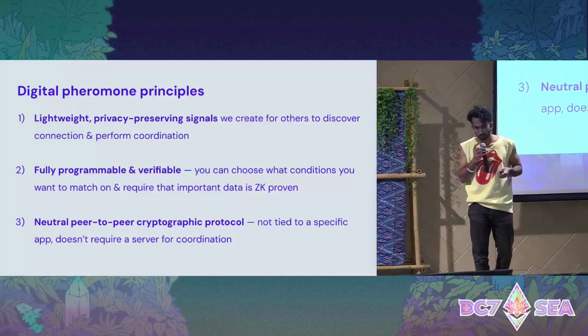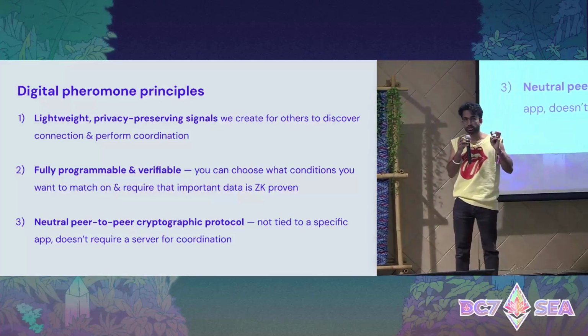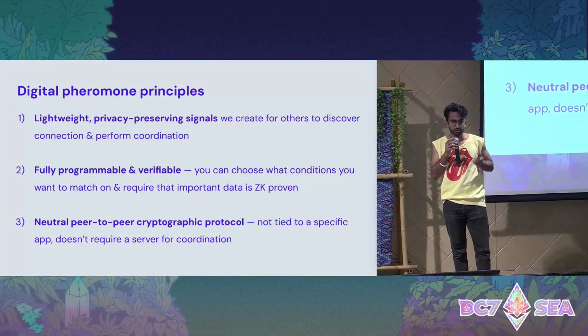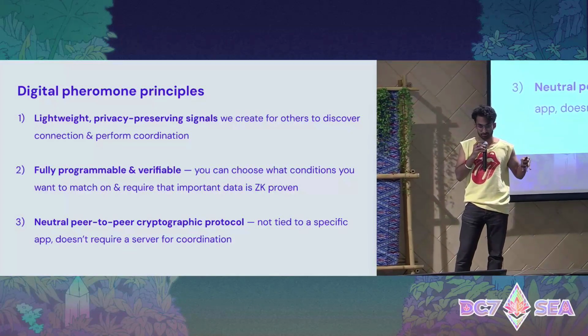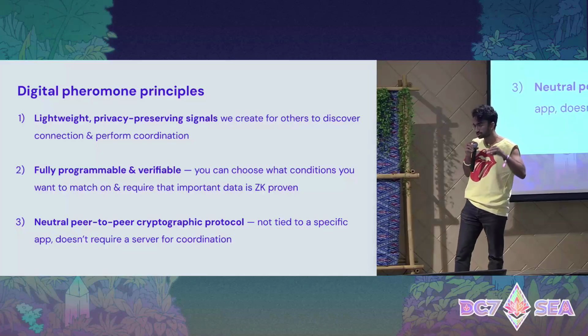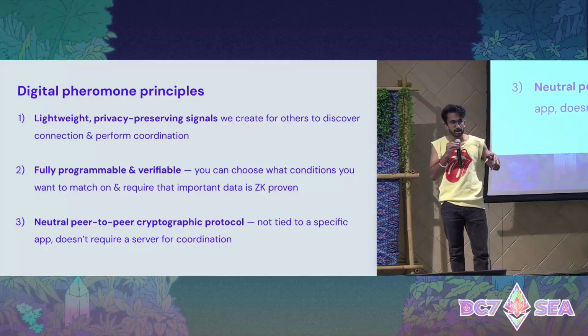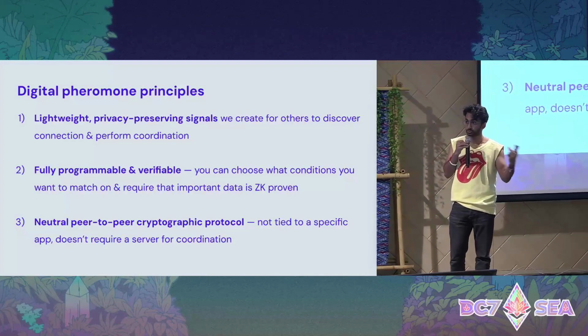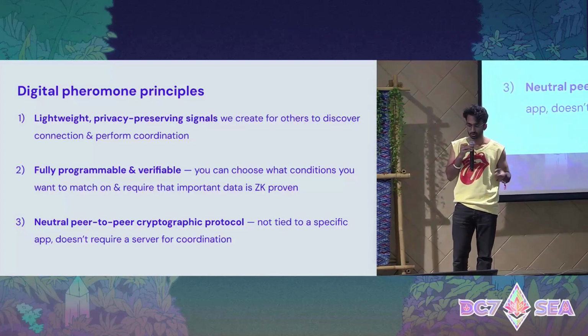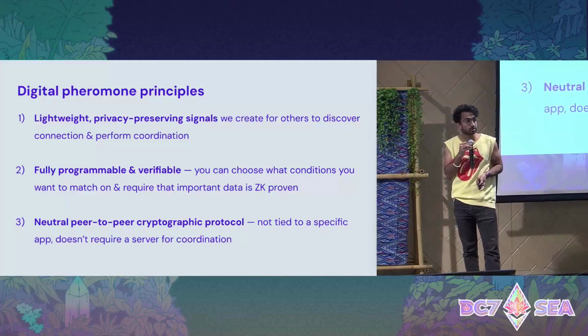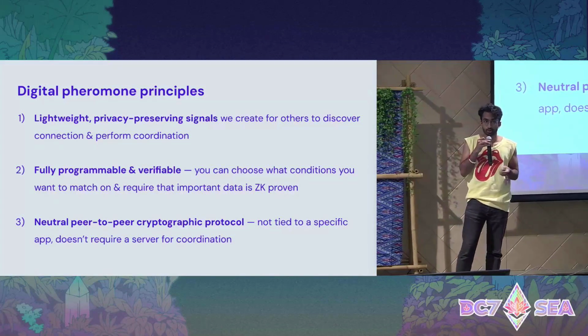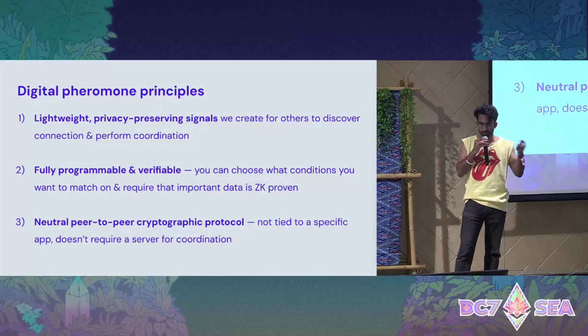And a final requirement, for this to really feel almost a part of nature like a biological pheromone, is that this stuff happens in a neutral peer-to-peer cryptographic protocol. We don't want this to be within the ecosystem of a single app. It should be something where you can use whatever front end and app you want, but there's some sort of standard between them to be able to communicate and coordinate. And ideally, we don't need a server for coordination. If a server can help in a way that's still privacy preserving, but can make UX better, I think that's fine.